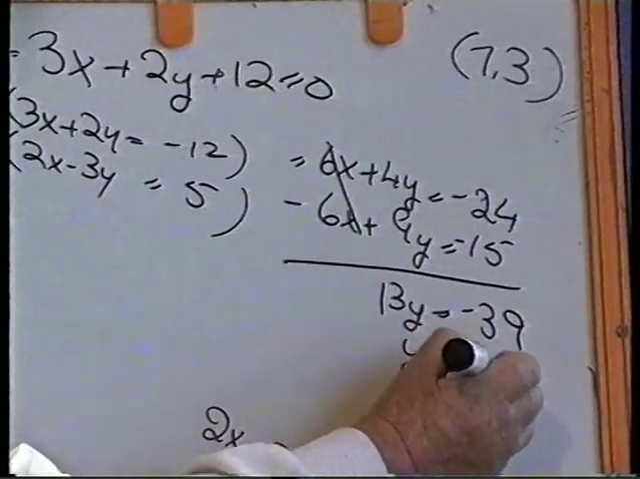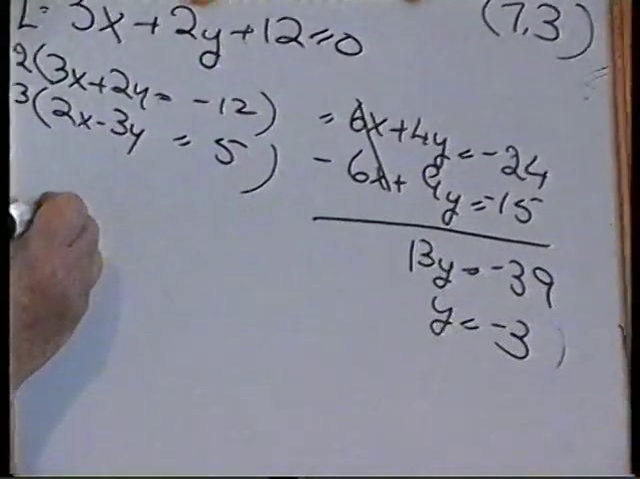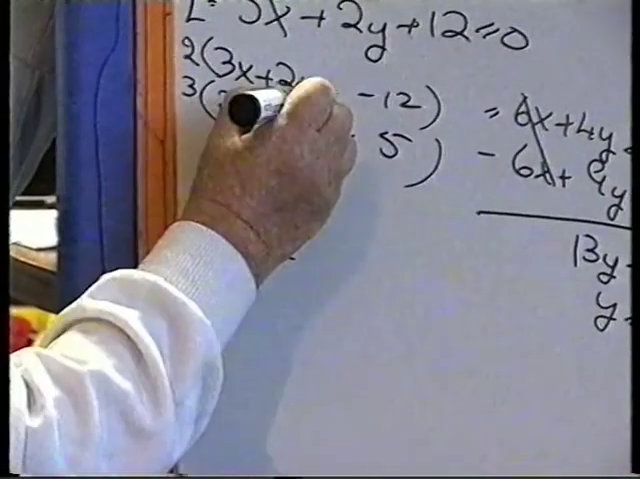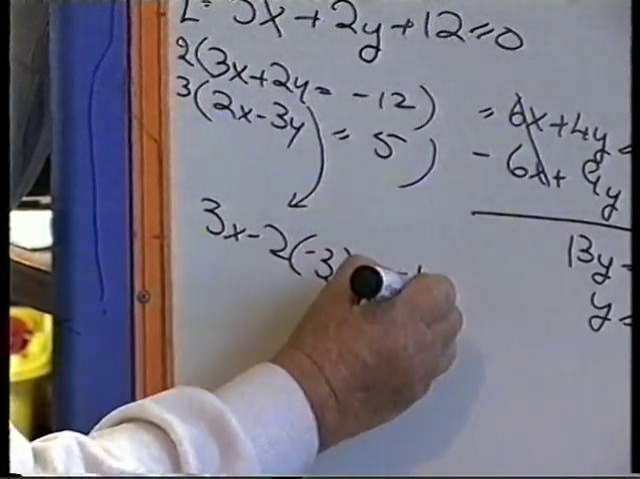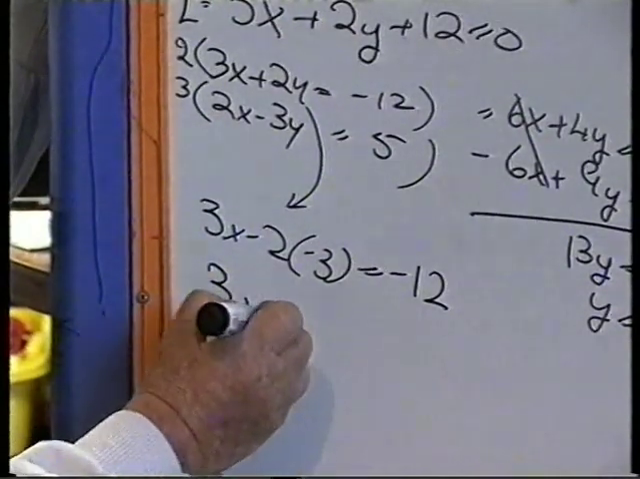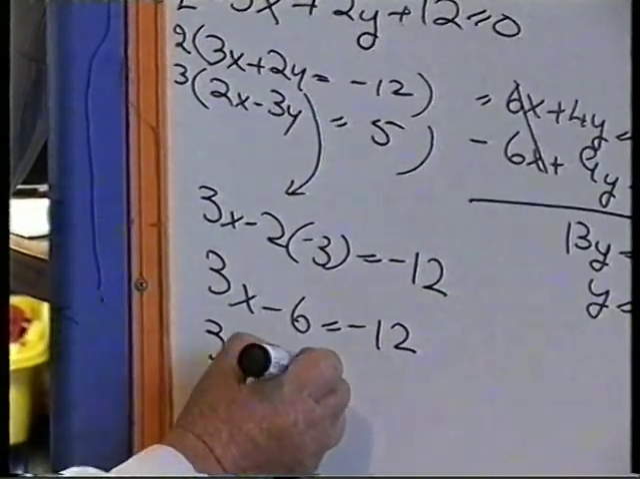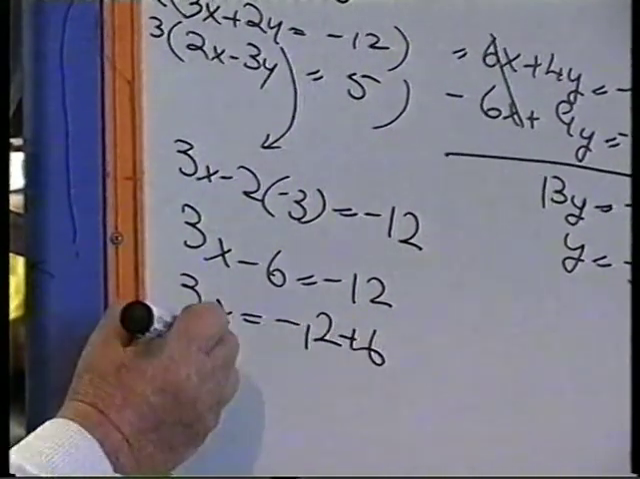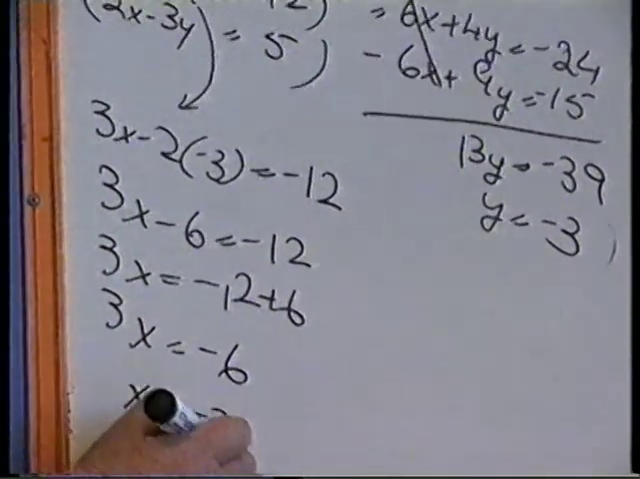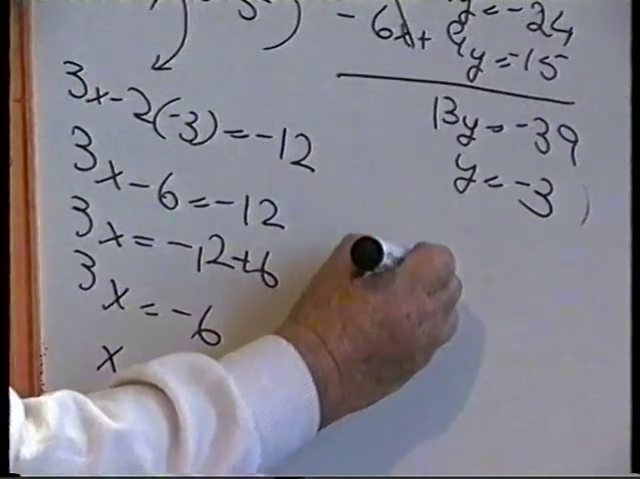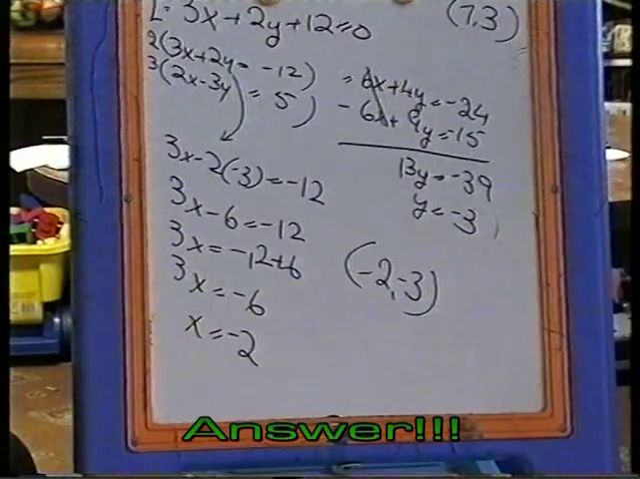Y equals minus 3. And if y equals minus 3, from this line here, 3x minus 2 times minus 3 equals minus 12. 3x minus 6 equals minus 12. 3x equals minus 12 plus 6. 3x equals minus 6. X equals minus 2. And they meet at the point minus 2, minus 3, as we verified in the diagram.